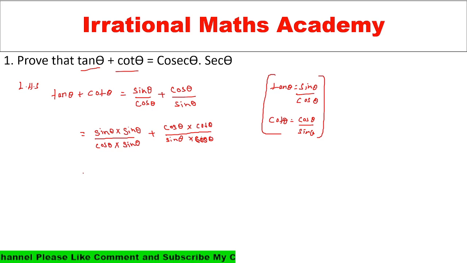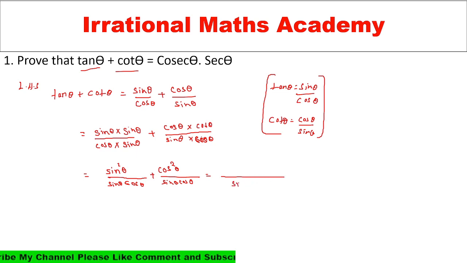Now if you look here, cos theta sin theta, cos theta sin theta. Is this clear? So let me write down here sin theta into sin theta, sin square theta by sin theta cos theta, plus cos theta into cos theta, cos square theta by sin theta cos theta. Okay, here the denominator is the same, right? That is sin theta cos theta, sin theta cos theta.